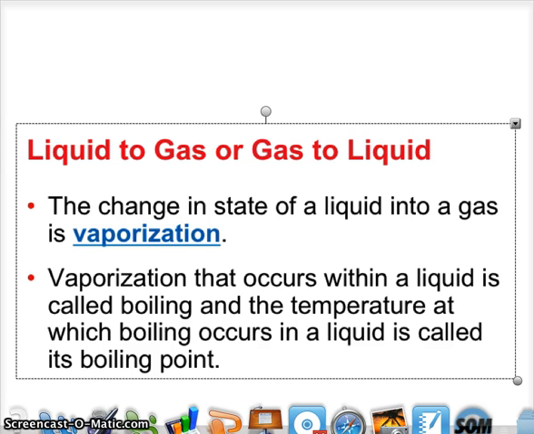So again, we're going to see an increase in temperature and energy until we get to that point of the boiling point, and then temperature will level off, and we'll see just the potential energy increase. Evaporation is at the surface, so it's the same process, but it's going to occur at the surface.